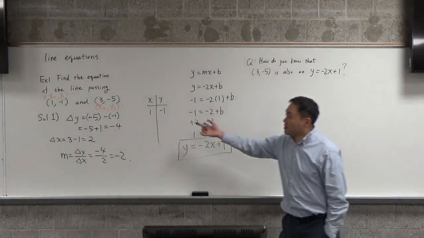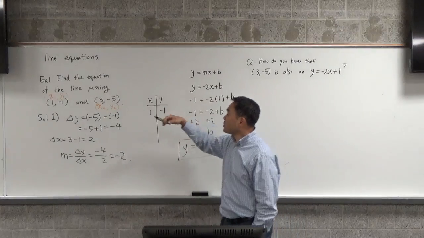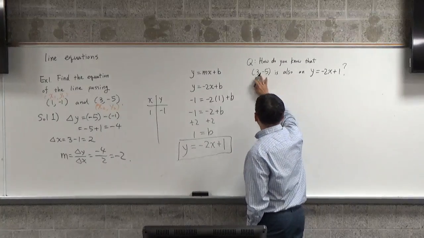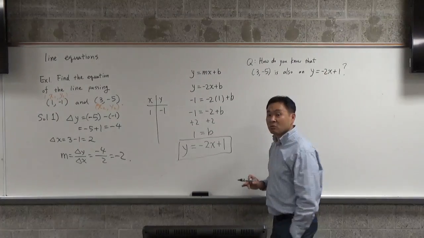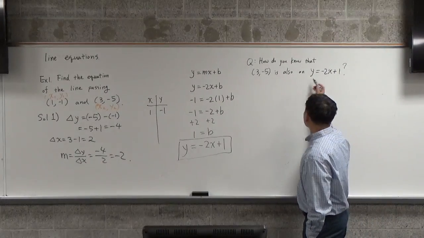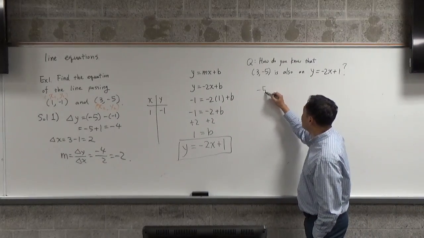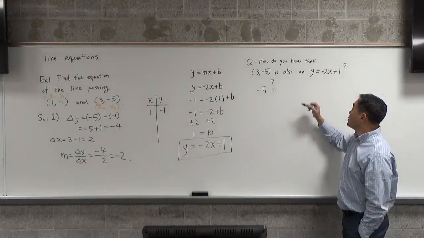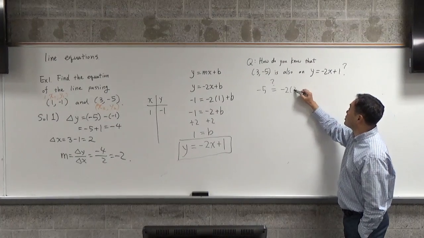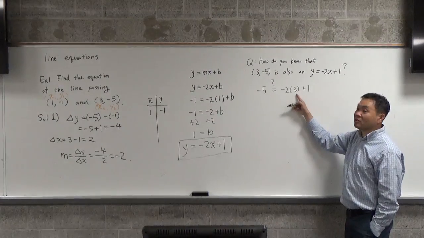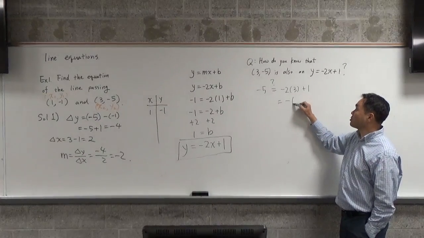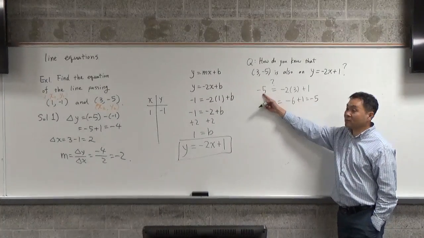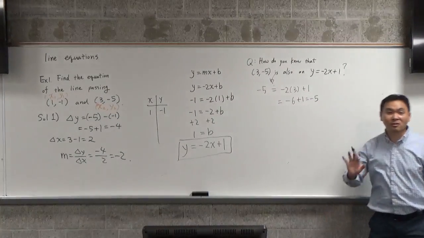Yes, again, it's the same idea. If 3 comma negative 5 is indeed on this graph, then when you plug these numbers in here, the equal sign should hold. So let's see if it does work. You plug in negative 5 into y, and you're questioning whether this equal sign is true. And on the right side, you have negative 2 times 3 plus 1. What is this? This is negative 6 plus 1, which is negative 5, right? Check. It does work. Done.